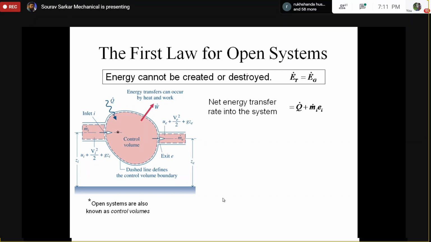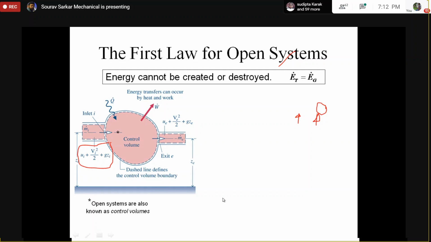So it is the heat that you have supplied to the system, it is the input energy, the mass of the incoming stream which is having some energy. This is E1. What is E1? E1 is nothing but, as I have already written here, internal energy, kinetic energy, and the potential energy.